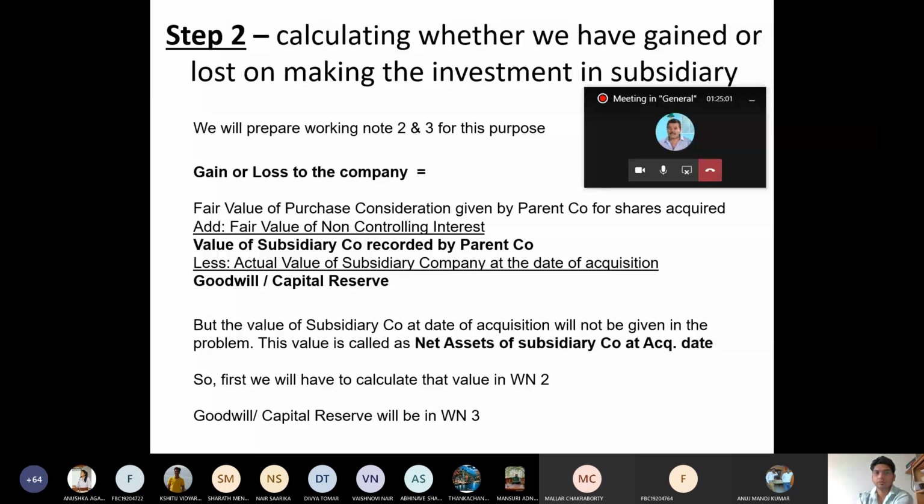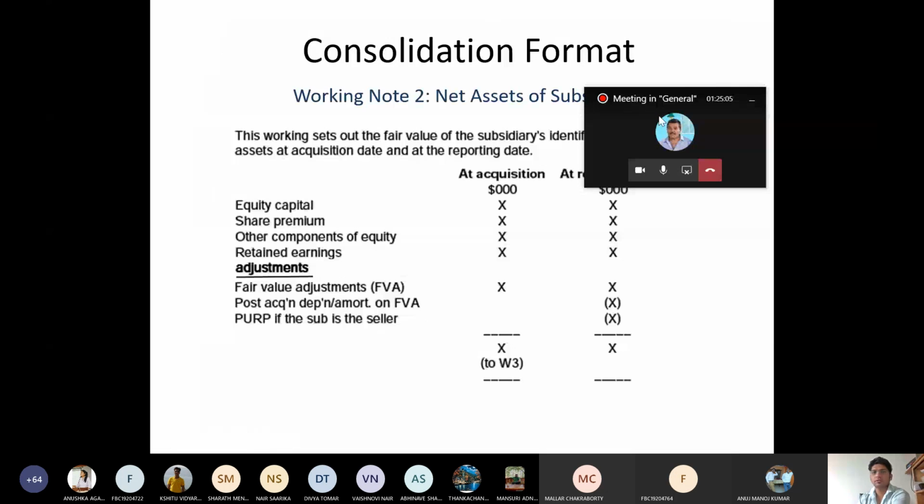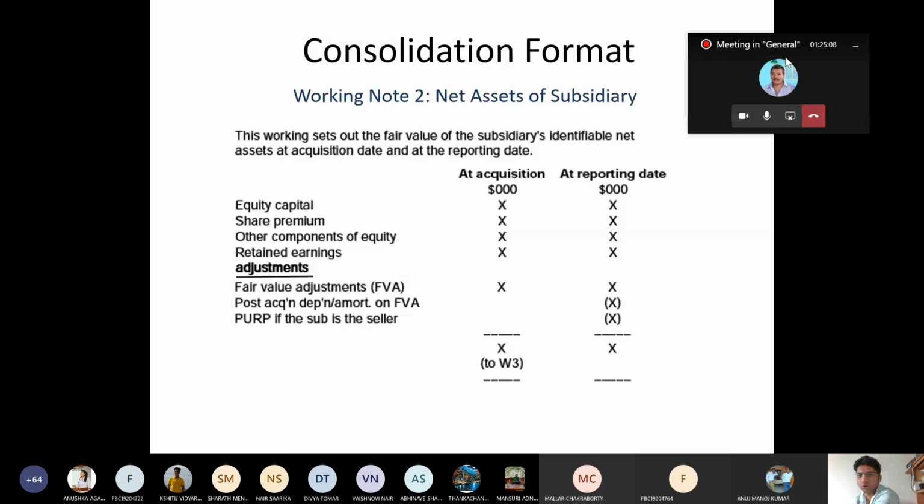So how to calculate that net asset? See what all we are taking. So ignore this column right now, the at reporting date column. That will be needed for future reference. Right now I'm going to calculate at acquisition date. So what is the value of net assets?